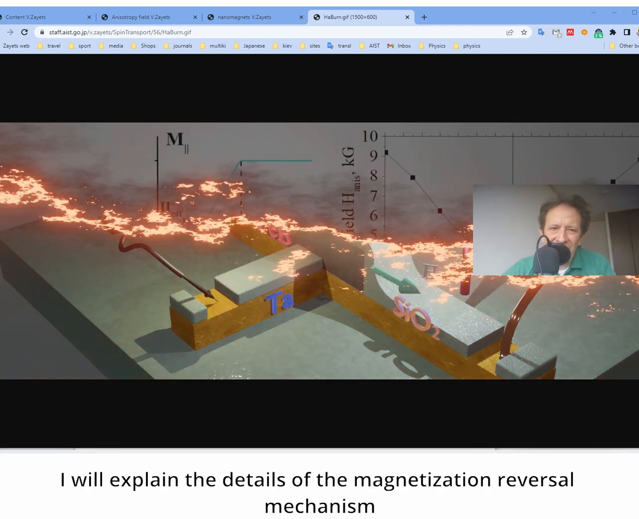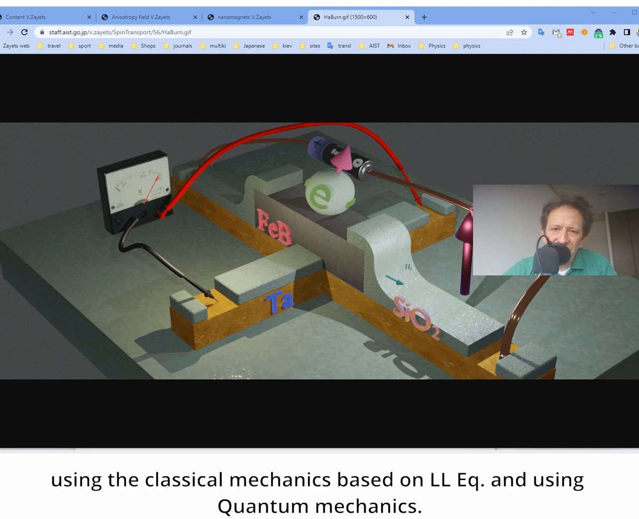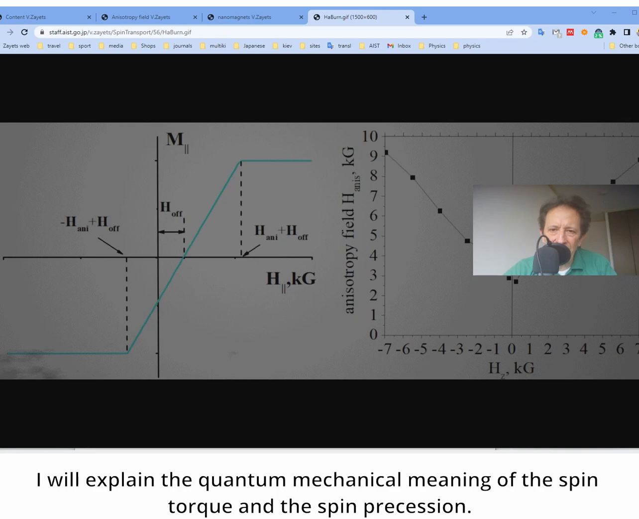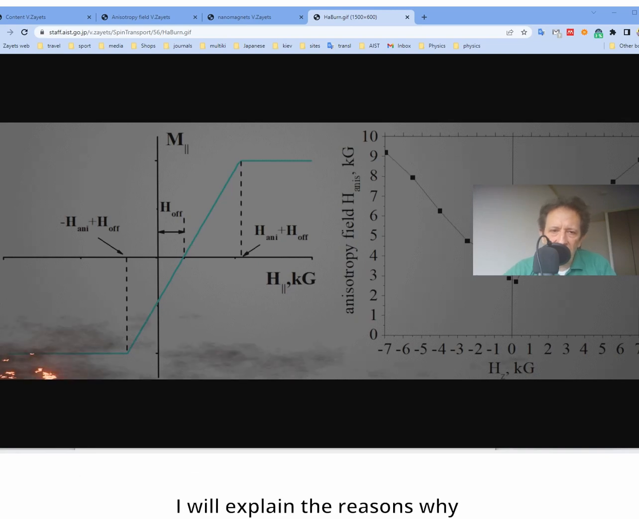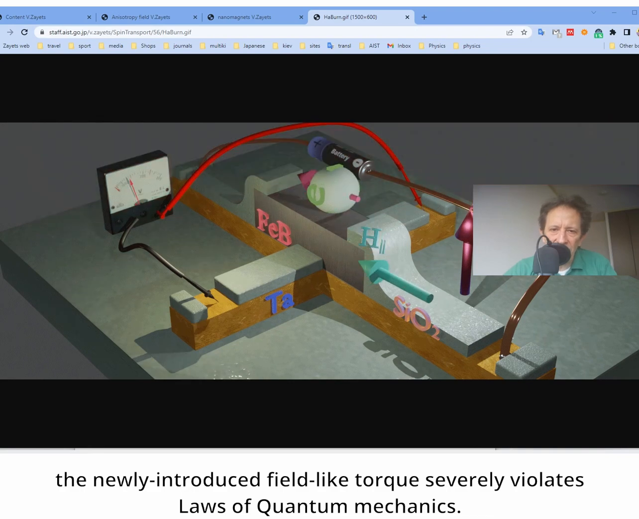I will explain the details of magnetization reversal mechanism using the classical mechanics based on Landau-Lifshitz equations and using quantum mechanics. I will explain the quantum mechanical meaning of the spin torque and the spin precession. I will explain the reasons why the newly introduced field-like torque severely violates laws of quantum mechanics.